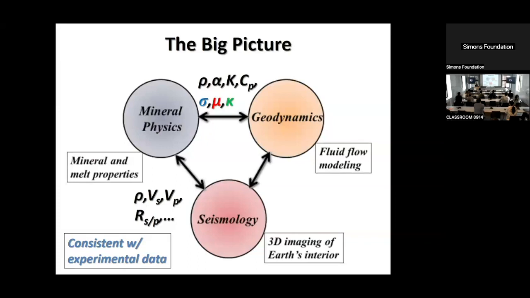We have samples, diamonds, coming from about 410 kilometers depth. These are kimberlite pipes, explosive volcanoes in South Africa, for example. We see inclusions, diamond inclusions. That's what comes from 410 kilometers.